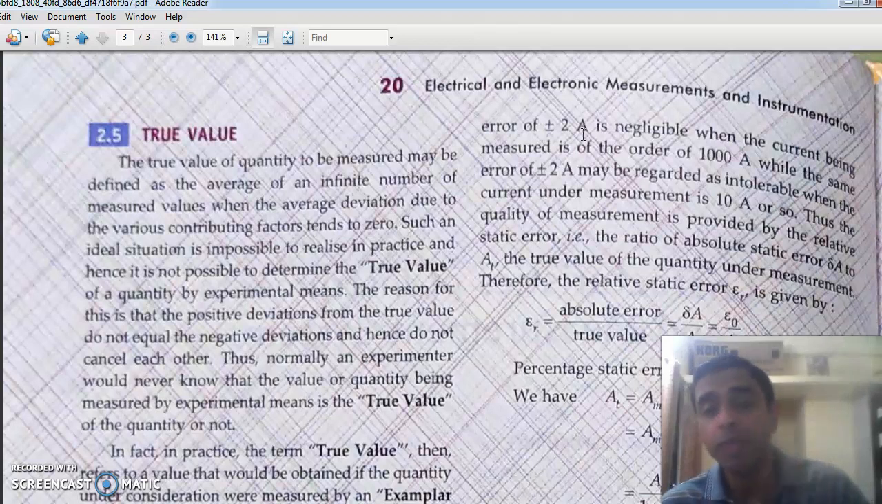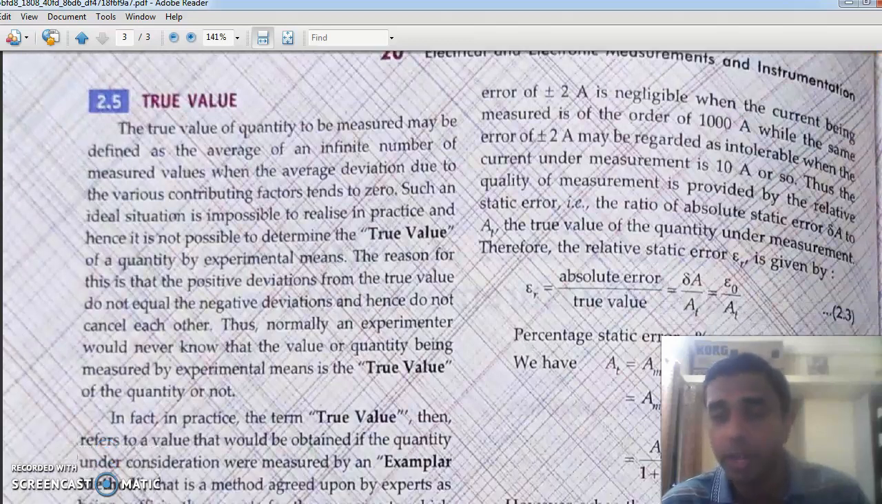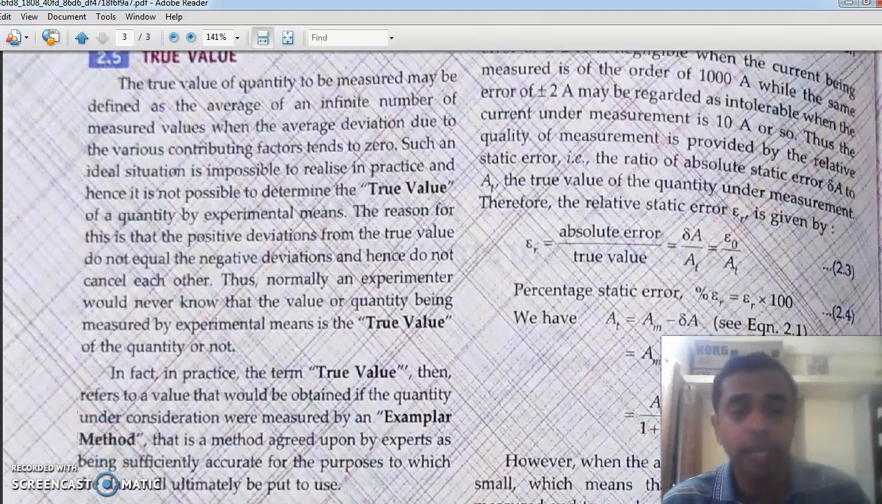So you have to express it in another way, which is called relative error. So what is relative error? Relative error is epsilon r, the ratio of absolute error to true value. We know the representation for absolute error is delta A, and the true value is A T. So relative error can be represented as epsilon naught by the true value. So this much you just watch repeatedly and understand.